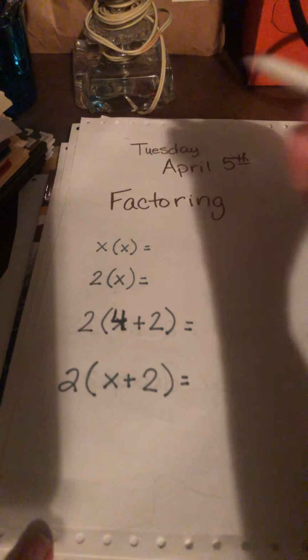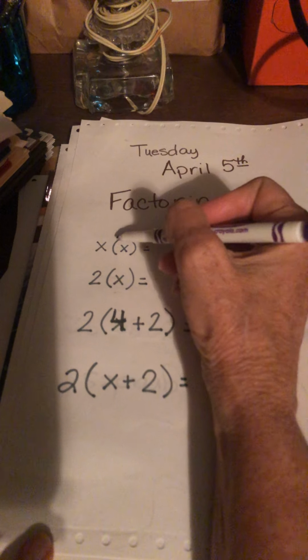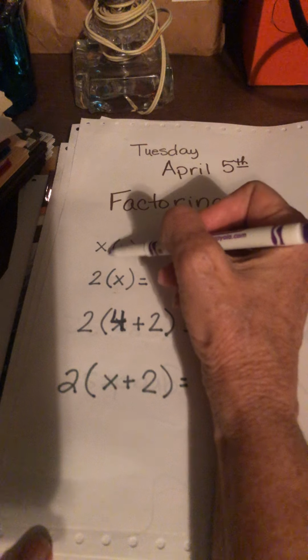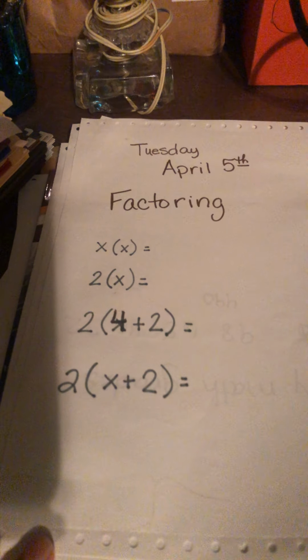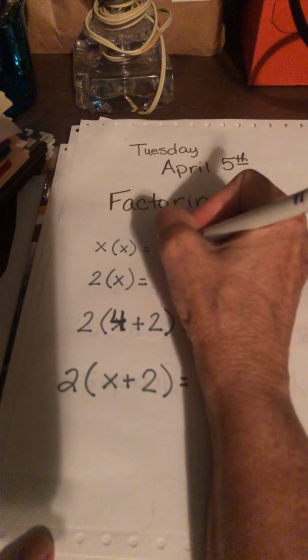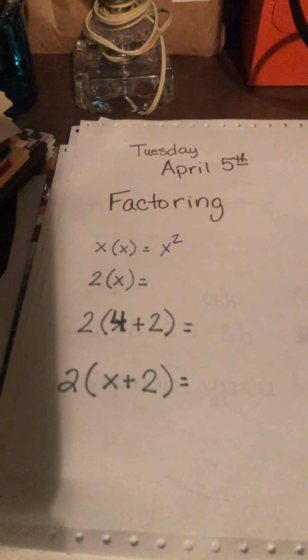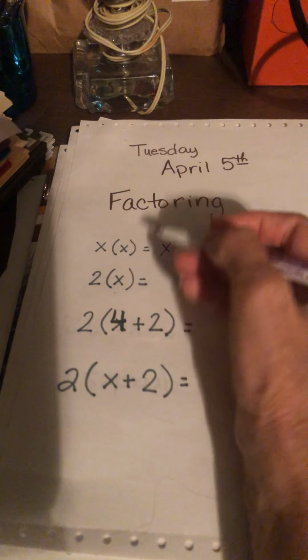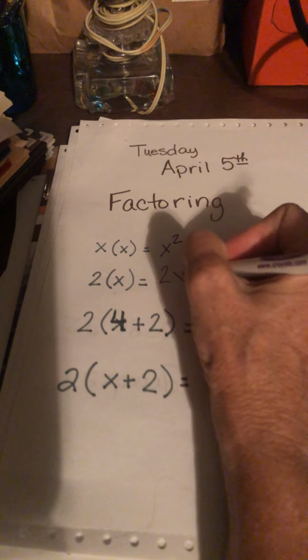All right, so right here we have x times x. Whenever something's in the parentheses and this is butt up against it with no sign right here, it means multiplication. So we're going to say x times x. Hopefully you remember we talked about this, I think even yesterday: x times x is x squared. So here we have 2 times x, and 2 times x is 2x.